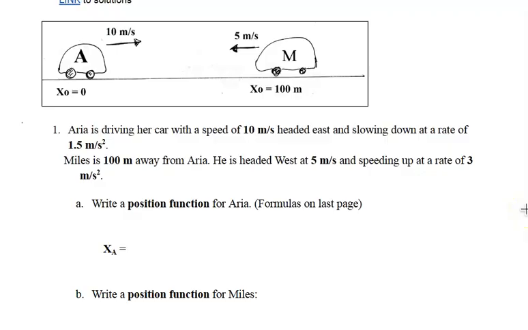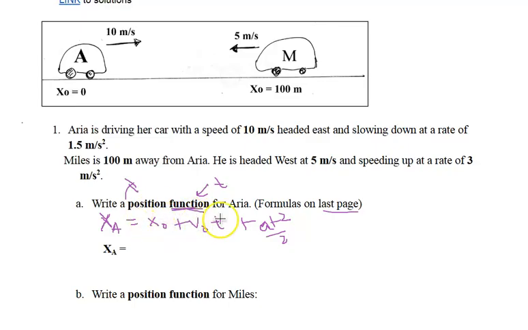So, write a position function for Aria. People find that a little confusing because it doesn't seem like you're solving for something, but that just means you should have an equation with an input, which is time, and an output, which is x. And since there's two objects, we need a subscript on the x to say this is the position function for Aria.